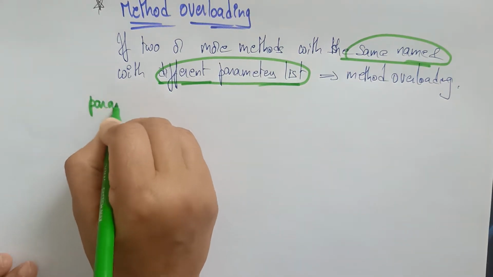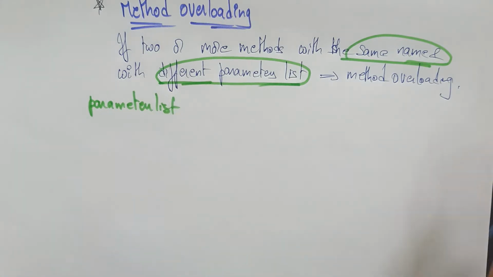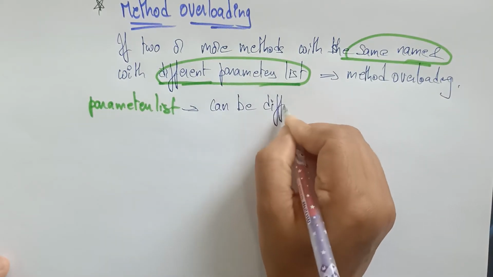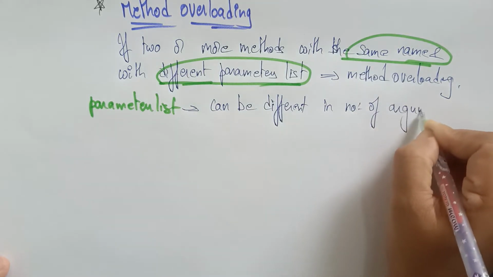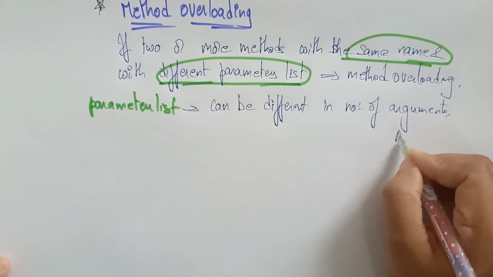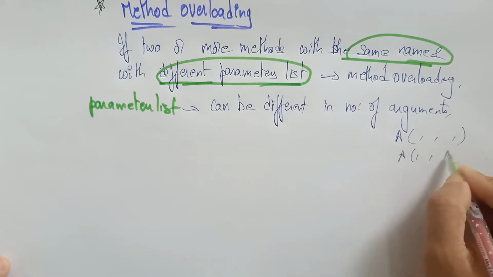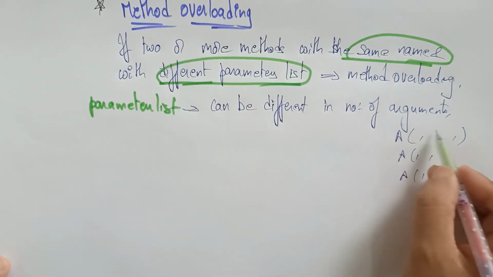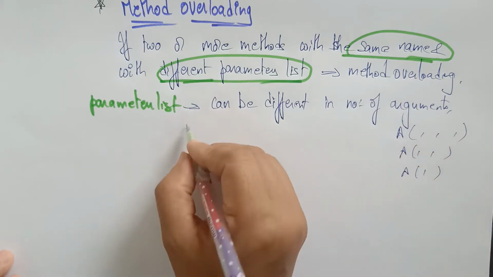So let me write the parameter list. It can be different in number of arguments. Means you can write a number of arguments. Name is the same but the arguments, suppose here A is the name and the arguments will be 3 arguments here, only 2 arguments here, and only 1 argument here. So like that, the name is the same but the number of arguments is different. So the parameter list can be different in number of arguments.